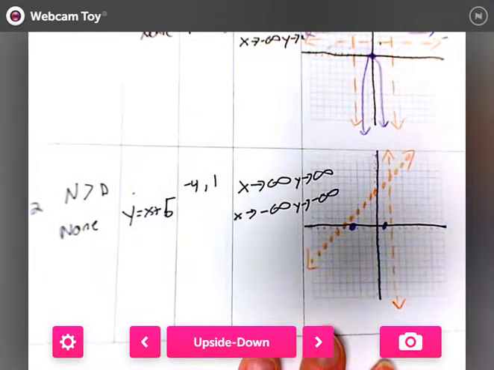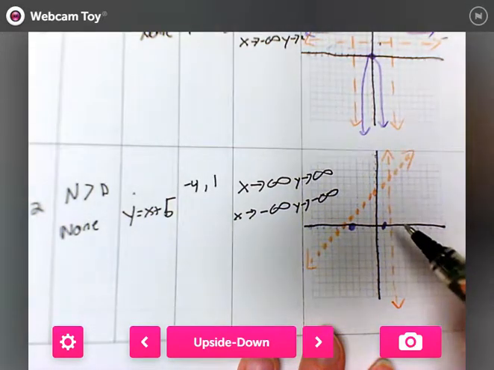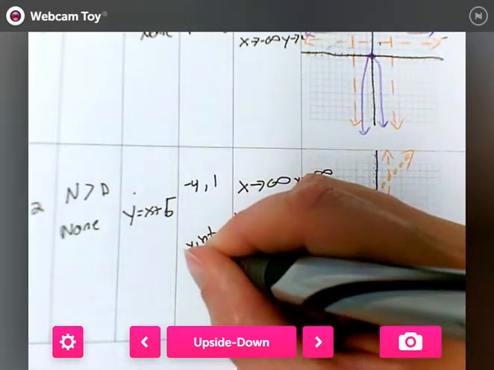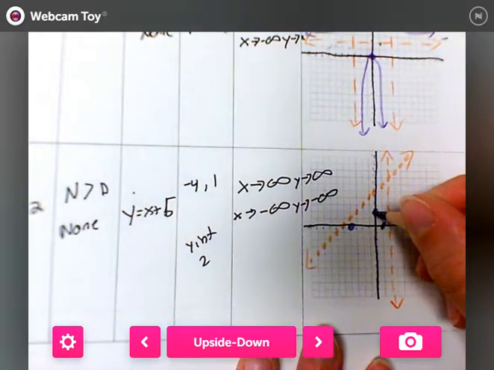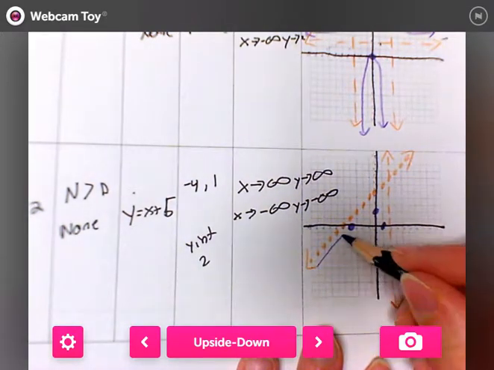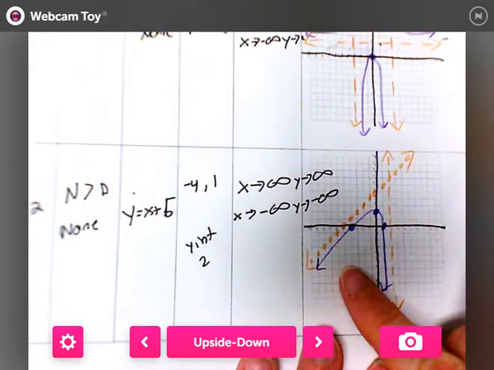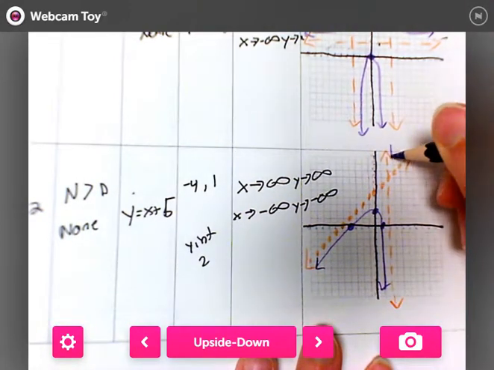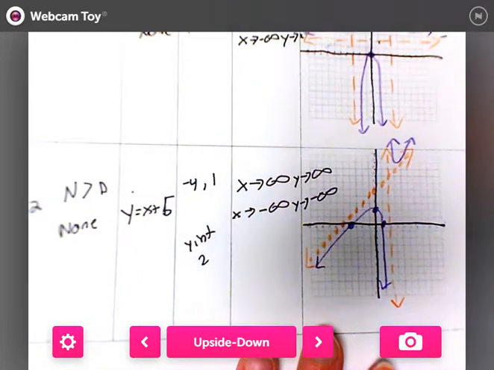Okay, so I really need to know where it crosses the y-axis. The great thing about this is if you just plug in 0 for x, you're going to find that your y-intercept for this is 2. Okay, so I know that my graph goes like this. But I need another spot. If it goes in between these two lines here, it has to go in between these two lines here. So that's what my graph looks like for number 2.